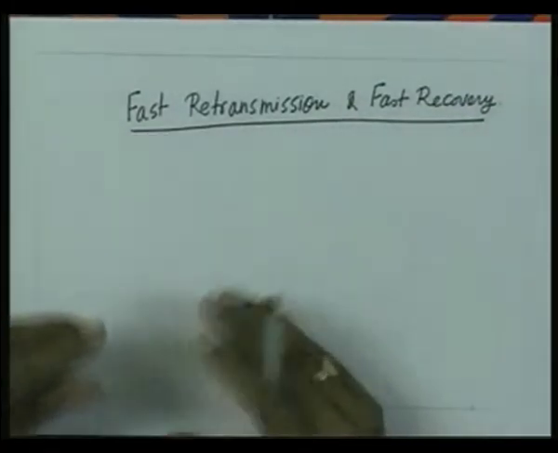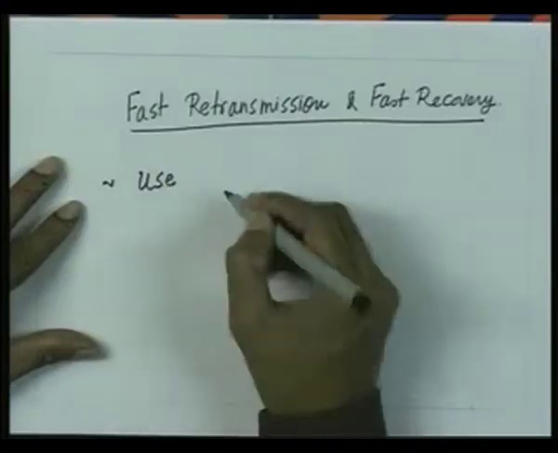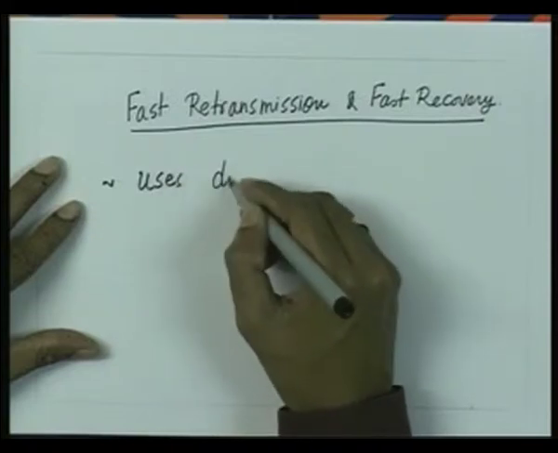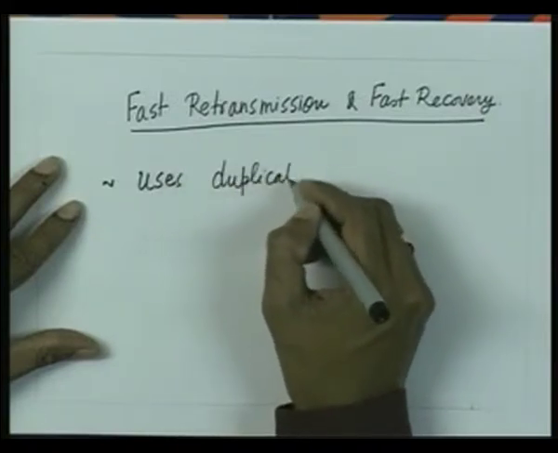Now, in the fast retransmission, what does it do? It uses duplicate acknowledgement instead of timeout.